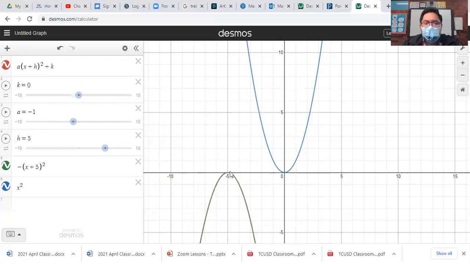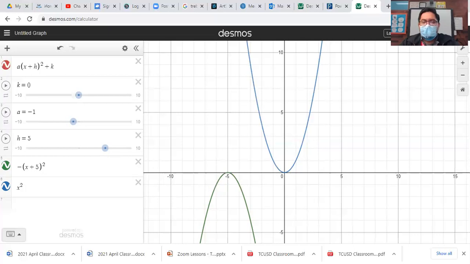So now I got them to match. And I just use these numbers as my A, H, and K. So at least we can see what happened from the blue line to the green line. We can see that there's been a reflection, right? Because it changed the direction of the opening. And then it shifted left 5.